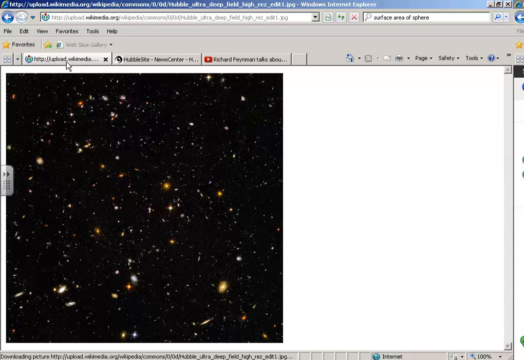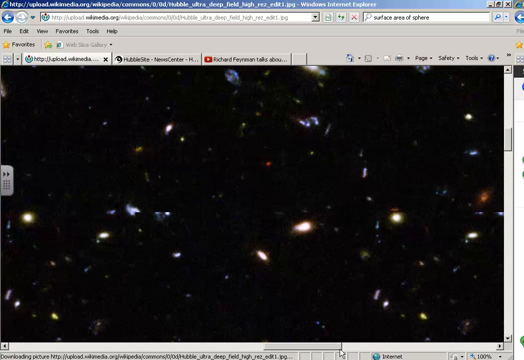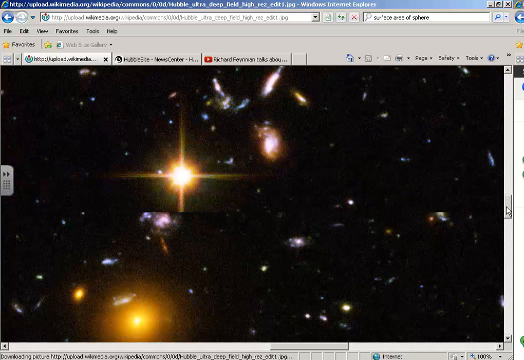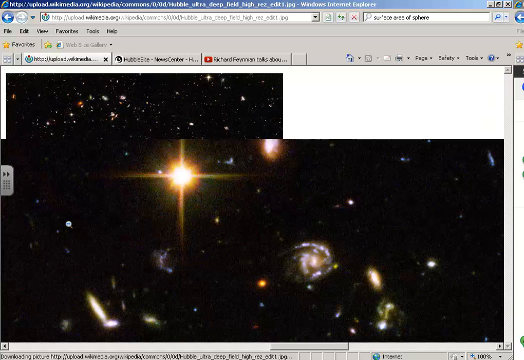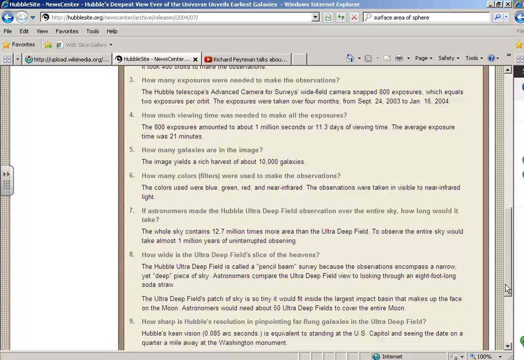And what turned out are galaxies. Tens of thousands of galaxies are in this picture. Every single spot of light that you see as you scroll around is a complete galaxy made up of billions and billions of stars. You can learn more about it on Hubble's website. Very, very cool.